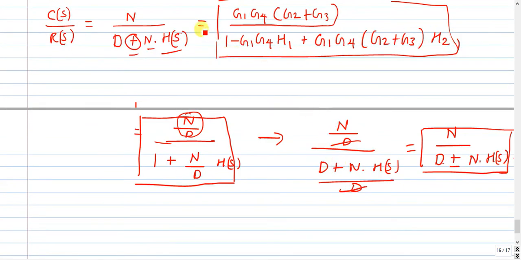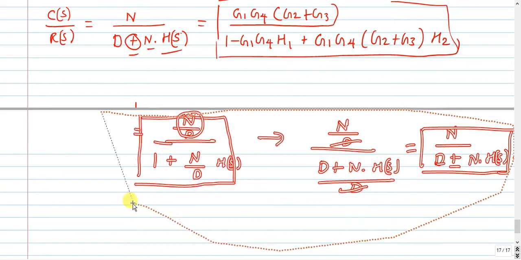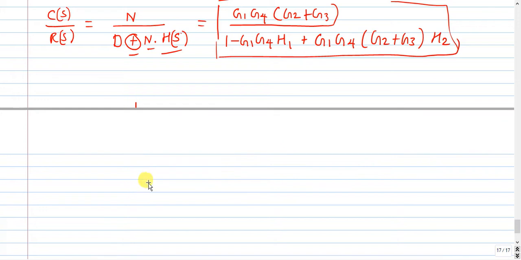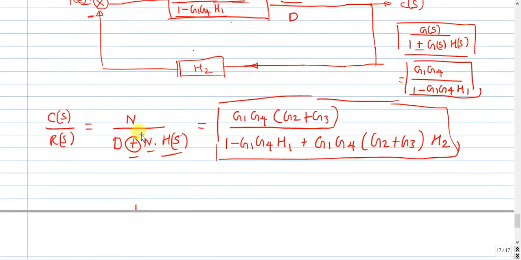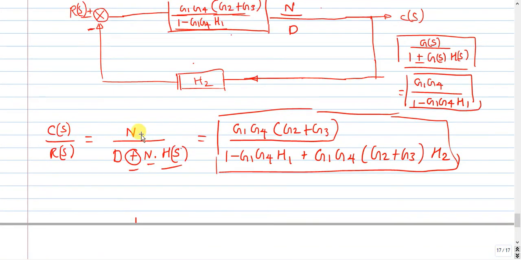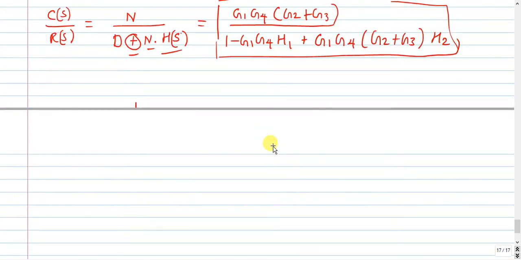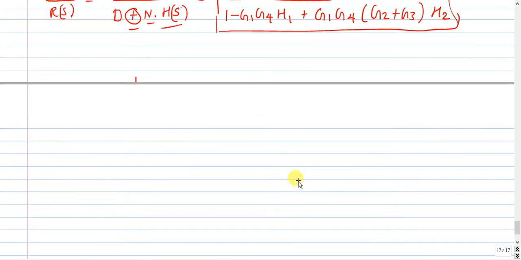Any doubts? Those who didn't understand this step can ask me. I will explain how I have written numerator by denominator plus numerator into H of S. Simple conversion. Okay, so let me move on to the next problem.